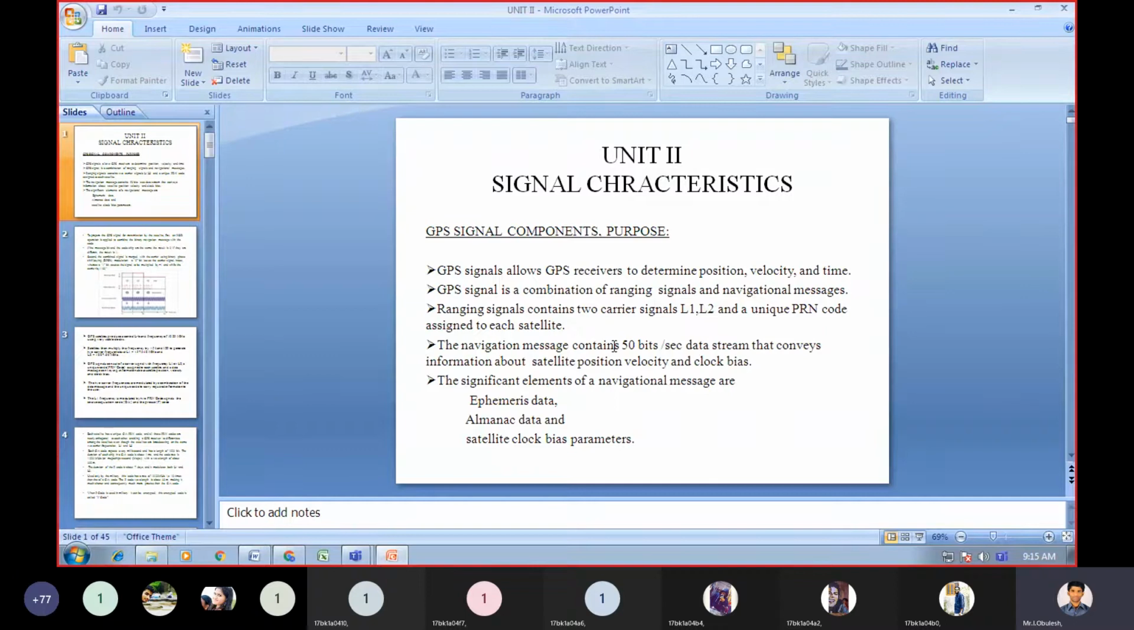Signal acquisition and tracking, navigation information extraction, pseudo ranging estimation, frequency estimation, GPS satellite position calculations, signal structure and selective availability, differences between GPS and Galileo satellite construction. So these are the topics we are going to remind you of from the second unit.